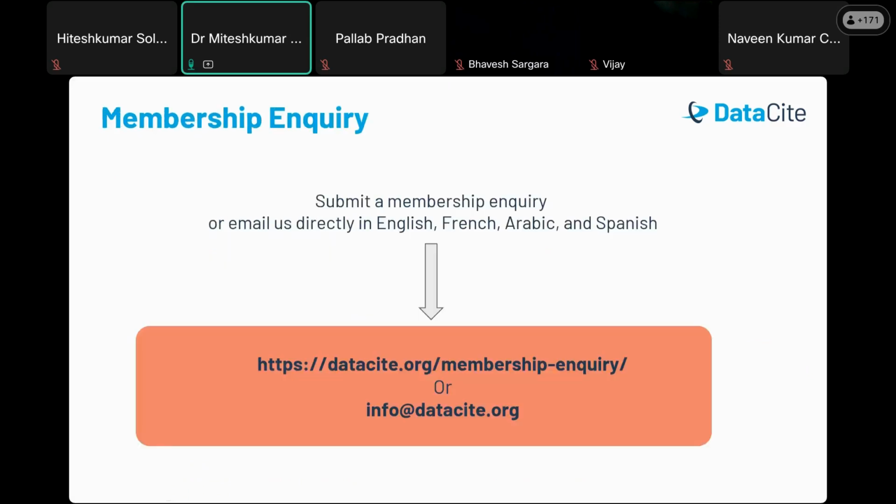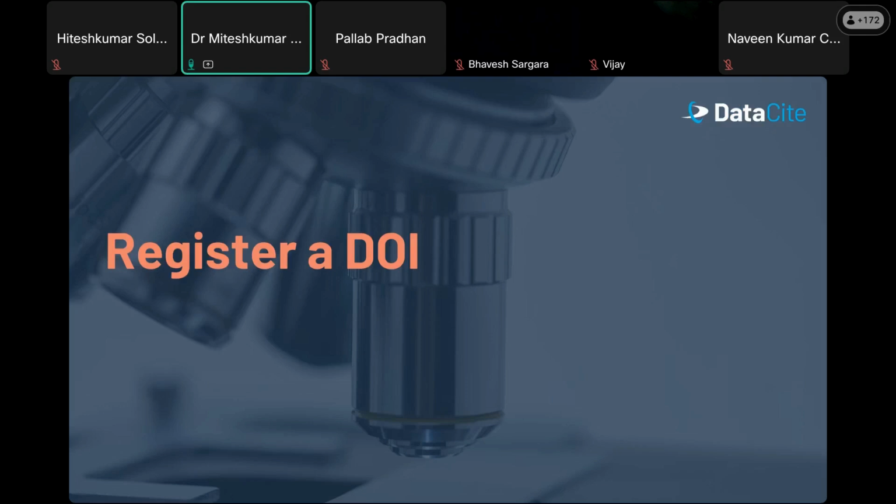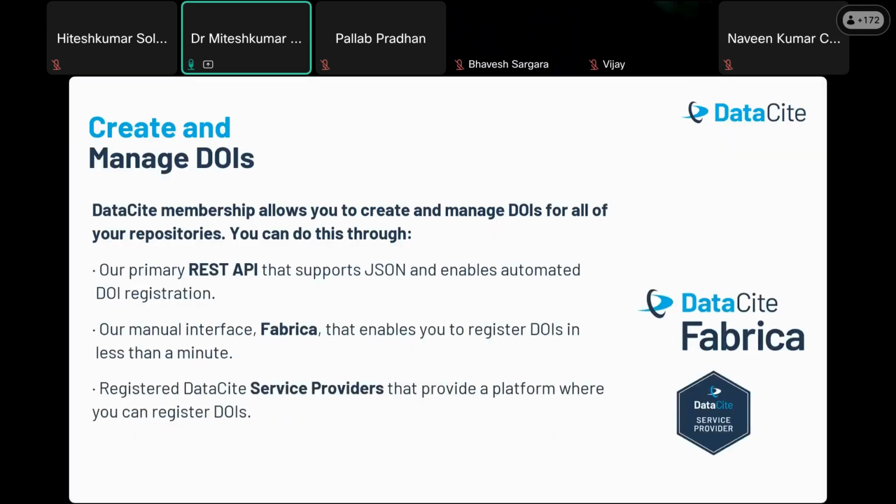You can go for the membership inquiry if you would like to opt for the DataCite membership for all this DOI generation. So how do you register a DOI? To create and manage DOIs, there is a platform known as Fabrica, and the interface is available. You can go to Fabrica, link your data repository with the Fabrica interface, and then you can generate the DOIs.